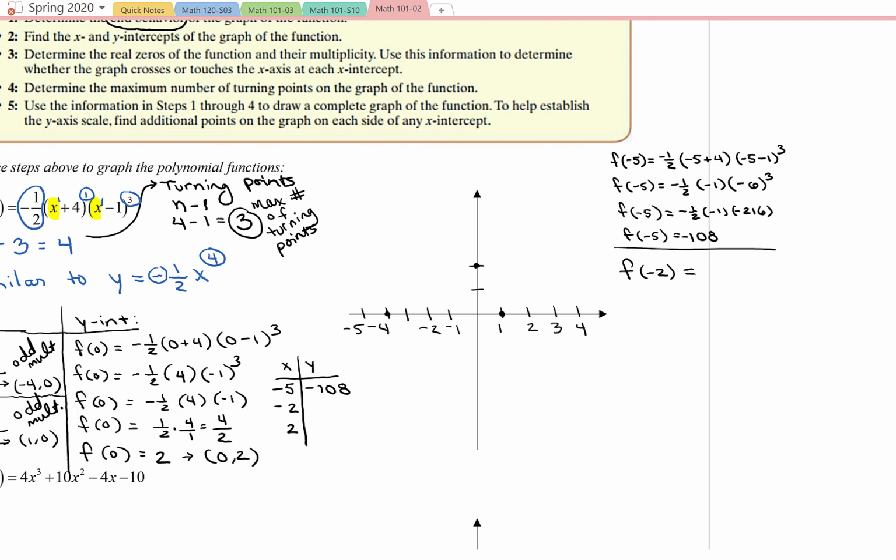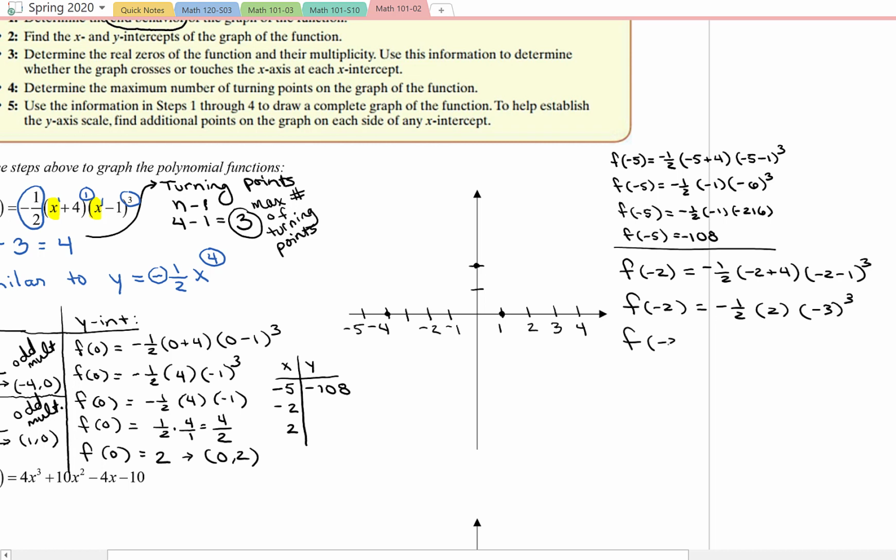So f of -2, every time I see an x, I'm going to substitute -2. So it's going to be -1/2 times -2 plus 4 times -2 minus 1 raised to the third. This is going to give me -1/2 times 2 times -3 to the third. -1/2 and 2, I can already tell that those two values right there are going to give me just a 1. And then it's a negative times a negative, so it's going to be a positive. So my answer is just going to be 27 here.